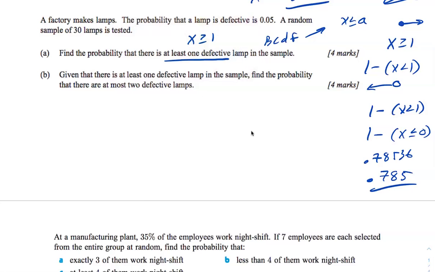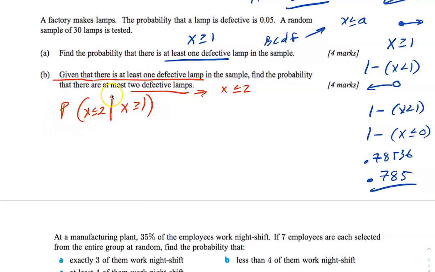Another given that question, our favorites. Or actually IB's favorite more correctly. Given that there's at least 1 defective lamp. So probability, remember, given that's after the line. At least 1, like this. Wrong way. Find the probability that there's at most 2 defective. So at most 2. Remember, I was thinking at most 2 cookies, and that's my max. So like this. So this is what they want. They want the probability of at most 2, given that there's at least 1.